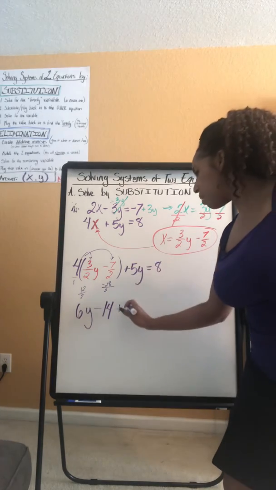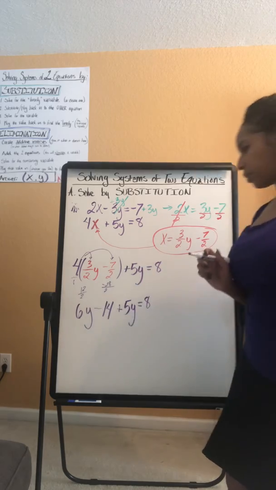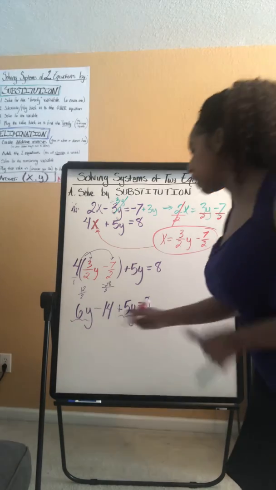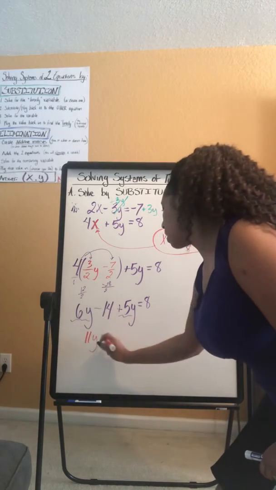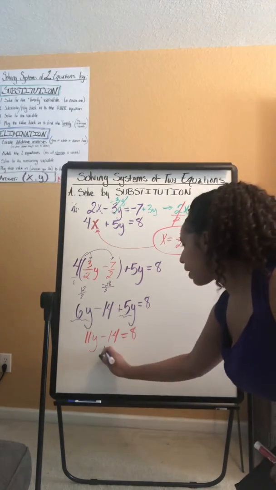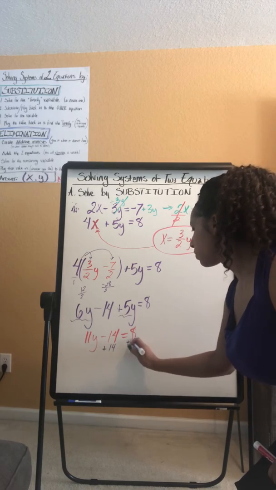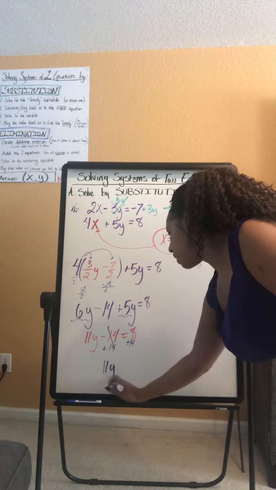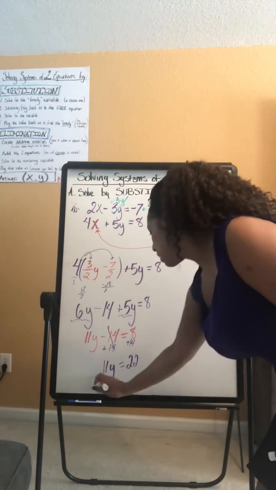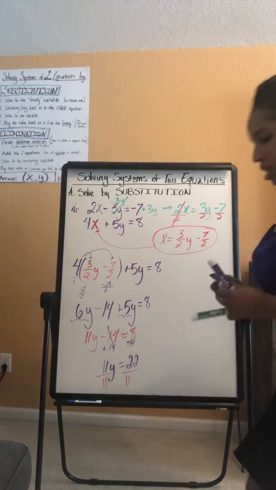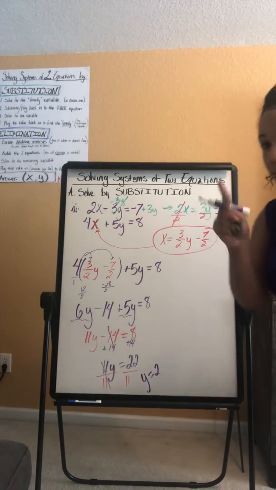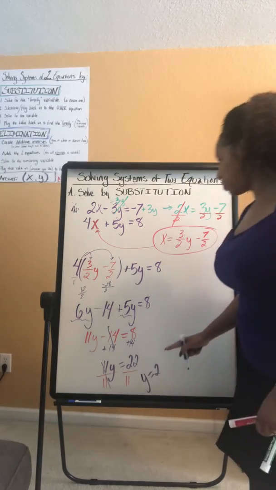Okay, and then the plus 5y equals 8. All right, so when I combine my like terms, my 6y plus 5y gives me 11y, and I have -14 equals 8. I will add 14 to both sides. That'll cancel. I have 11y equals 8 plus 14, which is 22. And then I divide by 11, and my y equals 2. It's not my answer. That is not my answer. I will not leave it as y equals 2.